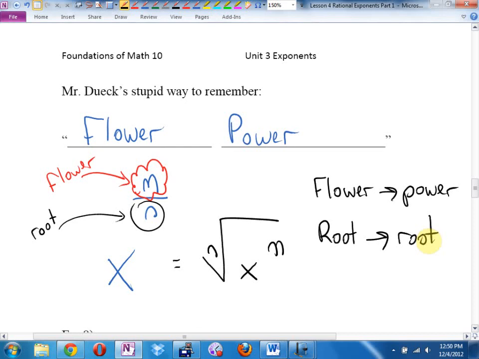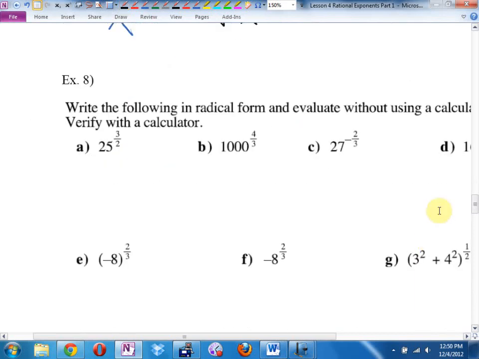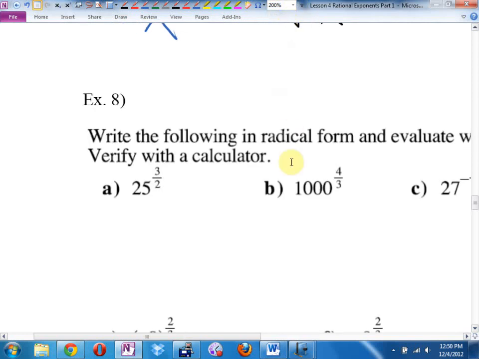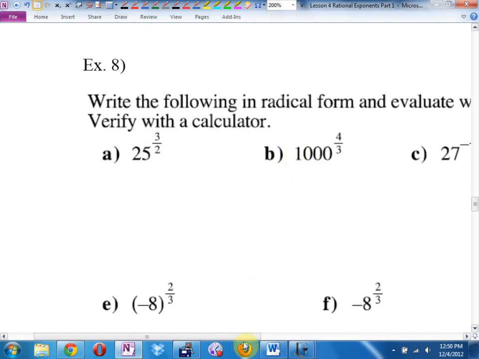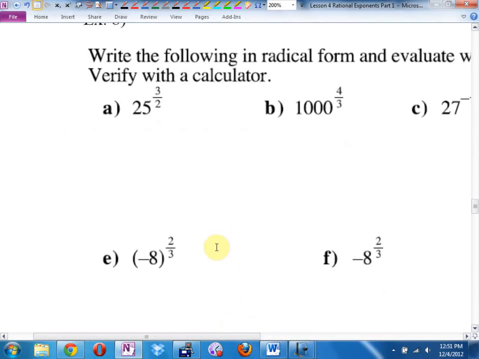Let's try applying some of this. Example 8 says, write the following in radical form and then evaluate without using a calculator. We'll see if we can do these in our head. We'll check our answers on a calculator if necessary. You ready? Example A.